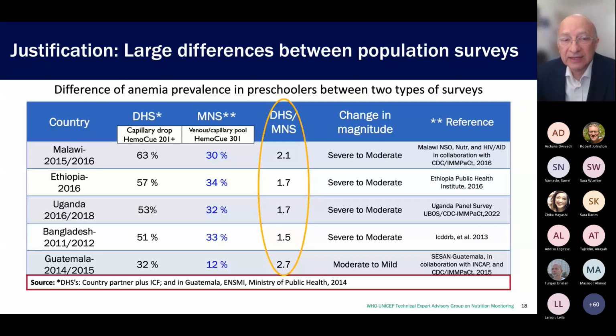But if you can notice, the methodologies were different. Like Leila was describing, there are different factors that affect the results. In the DHSs is the use of drops of capillary blood and mostly HemoCue 201. In the micronutrient surveys, mostly it was venous blood and the HemoCue 301. There is a series of different changes that we need to review. That is the reason we started doing this work. May I have the next slide? Next slide, please.